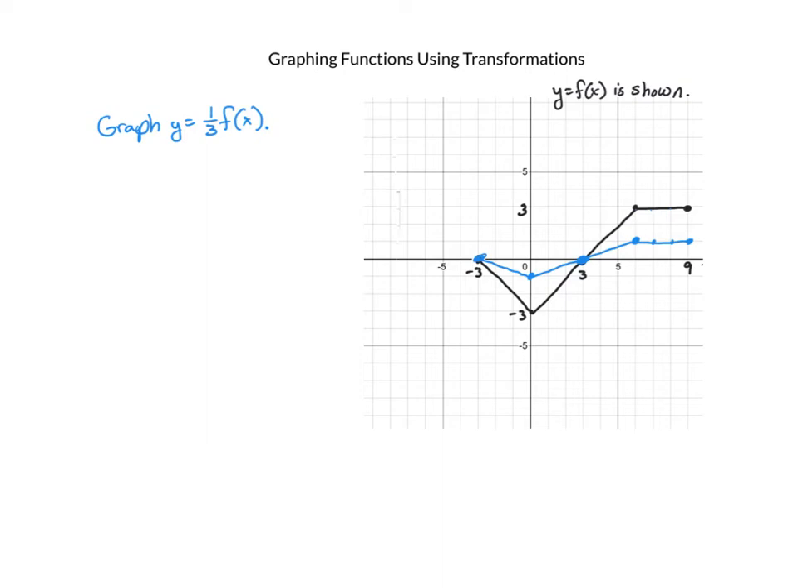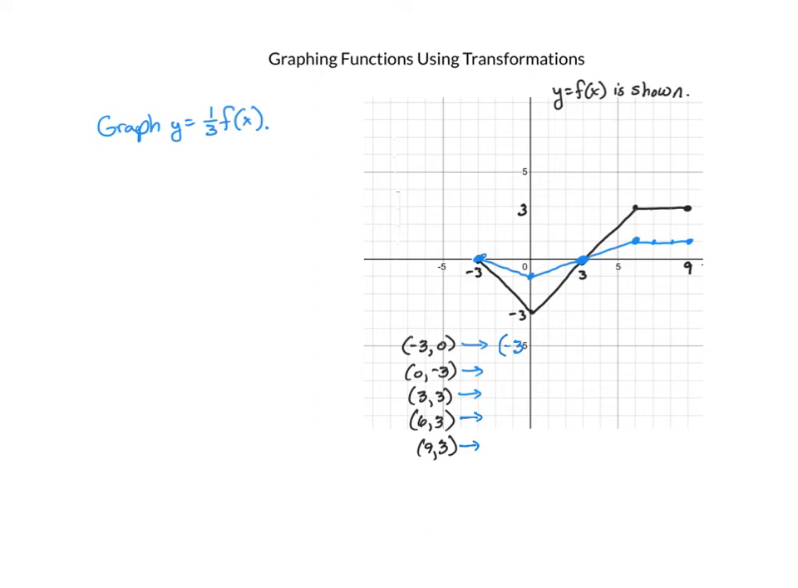Now, if you have a problem visualizing it, one thing that you could do for this particular problem is take your old coordinates. So I'm going to put some of the key points down here. -3, 0, 0, -3, 3, 3, 6, 3, and 9, 3. And you can simply multiply the y values by 1/3. If we do that, we'll see where the new ordered pairs would be.